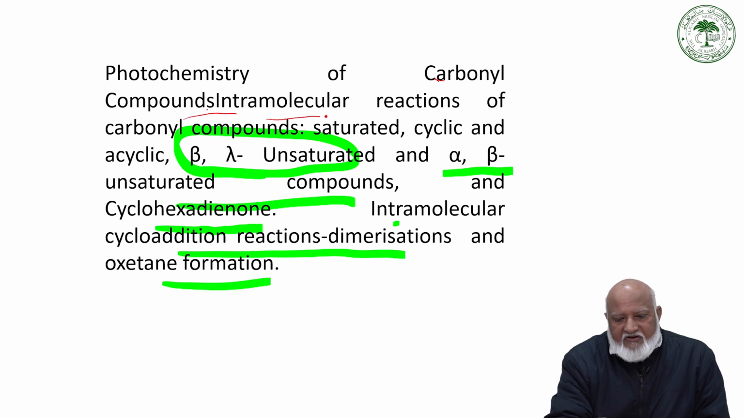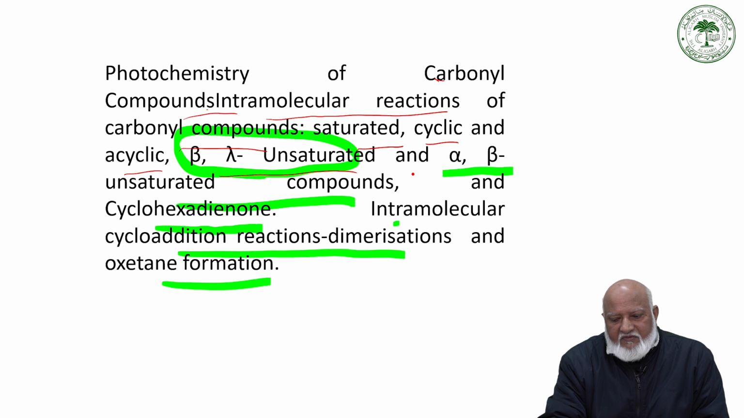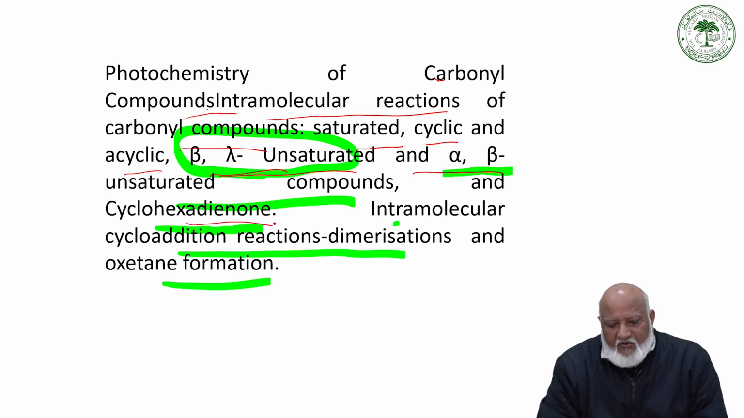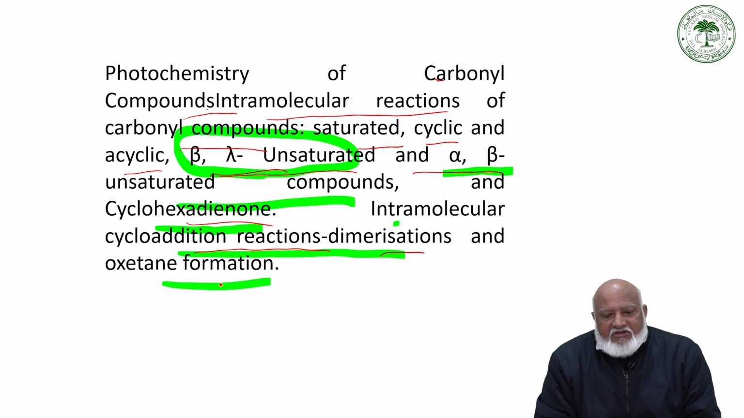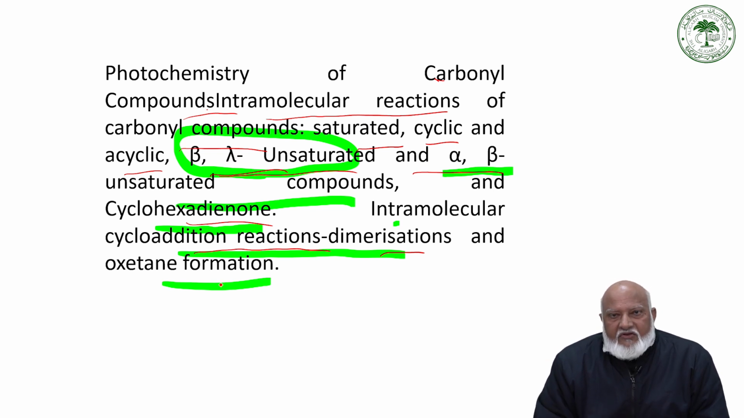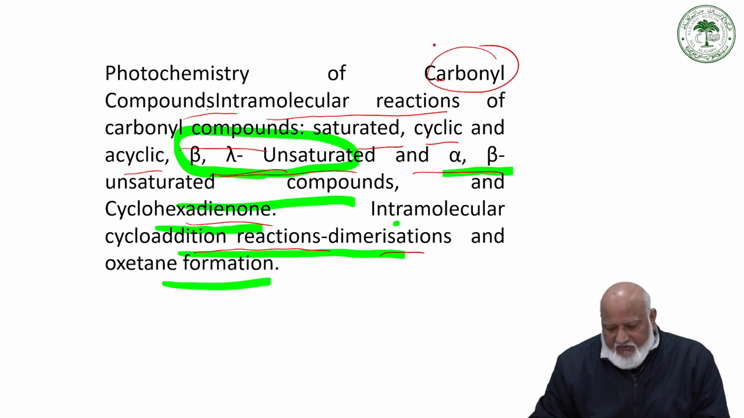Intramolecular reaction of carbonyl compounds, saturated carbonyl compounds, alicyclic systems, alpha beta unsaturated compounds, beta gamma unsaturated, photochemistry of cyclohexanone, intramolecular reaction, cycloaddition of alkene with carbonyl compound, dimerization and oxidation formation. These are a few examples which we are going to discuss under this topic, the photochemistry of carbonyl compounds. As I mentioned, it is well studied.